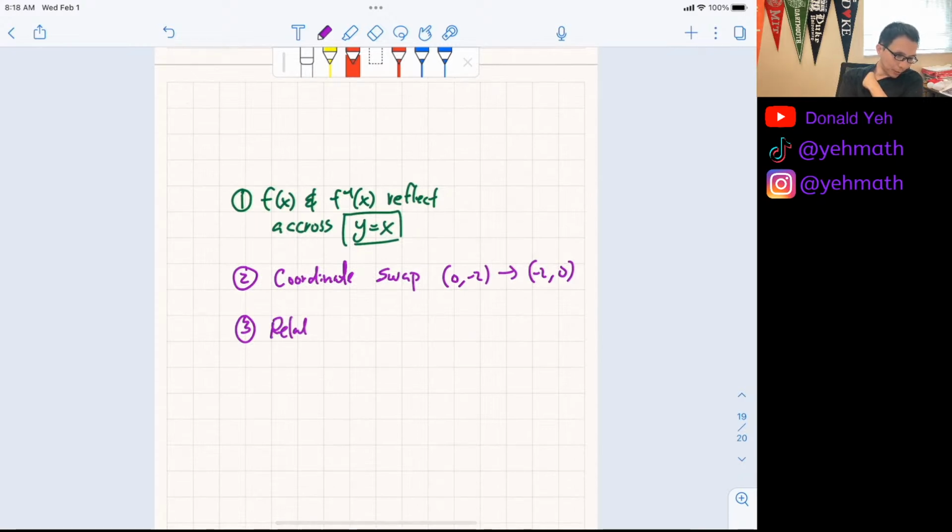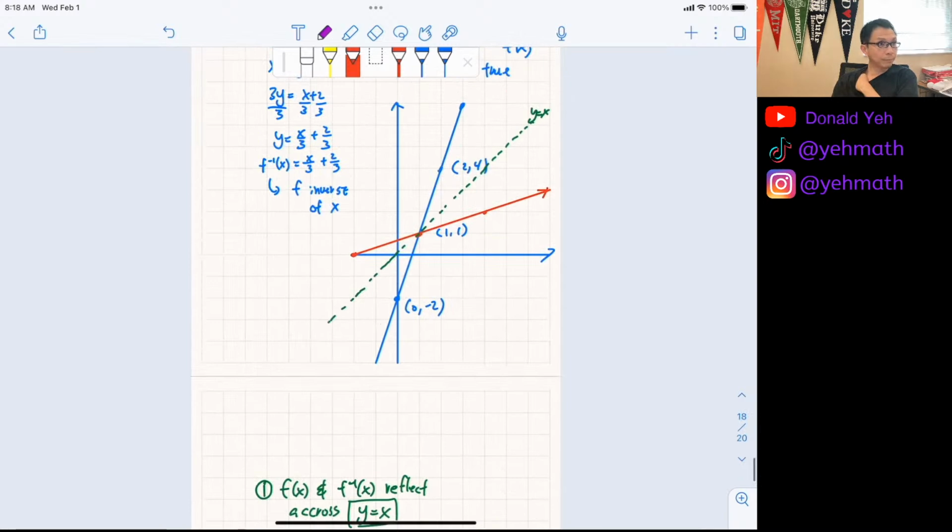The relationship of the slope of f of x and the inverse of x. What do you think the relationship between the two slopes is? They are what to each other? The truth is no, it's not the right word. But I have seen why people get confused with that word.